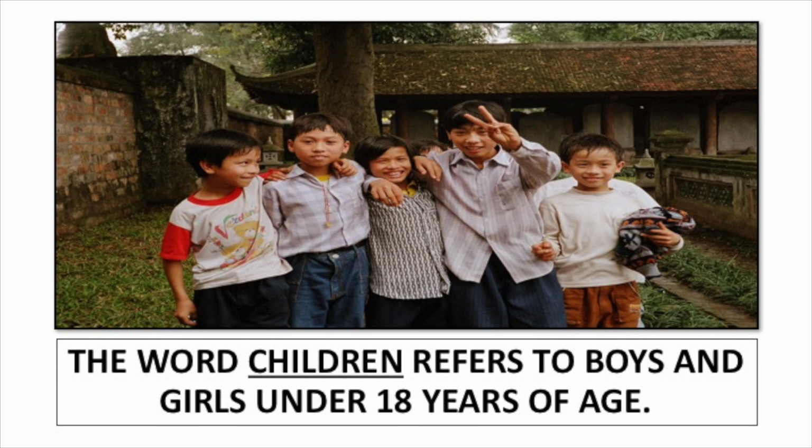The word children refers to boys and girls aged under 18 years of age. So what that means is that everybody on planet Earth aged from 1 to 17 is a child. And then once you reach the age of 18, that is when you become an adult. So you guys will be children for around 8 more years.